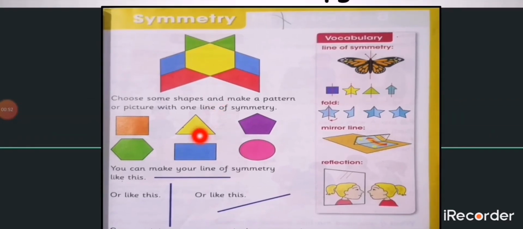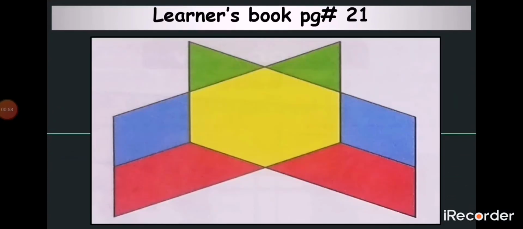So we will find the line of symmetry in 2D shapes and draw them in our notebooks. So take out your notebooks as well. First look at the pattern. In this pattern, the first two shapes, this green one, has 3 sides and 3 corners. So which shape is this? Yes, it's triangle. These green shapes are triangle.